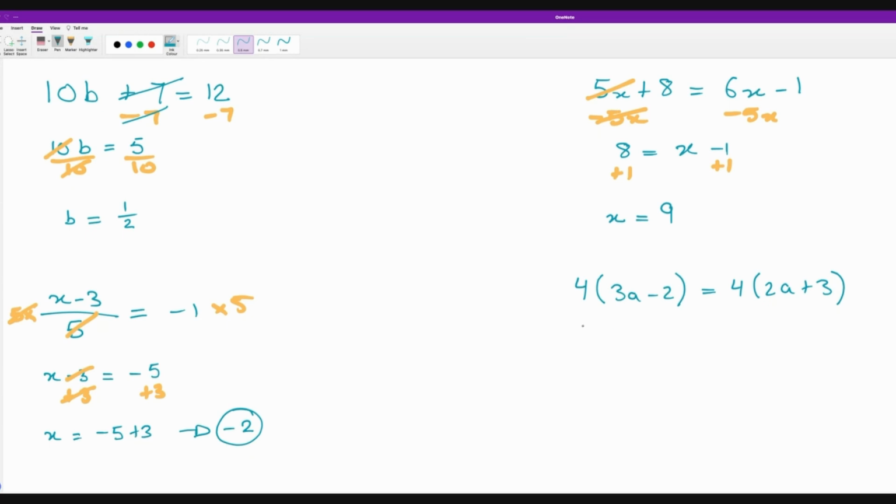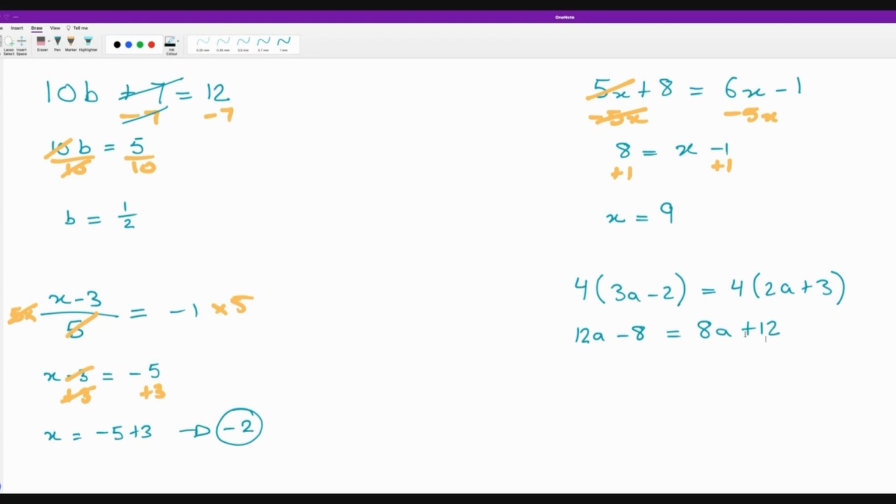Starting with the first one here on the left-hand side, we get 4 times 3a, which gives us 12a, and 4 times minus 2, which gives us minus 8. That's on the left-hand side. On the right-hand side, we get 4 times 2a, which gives us 8a, and 4 times plus 3, which gives us plus 12. And that is the right-hand side.